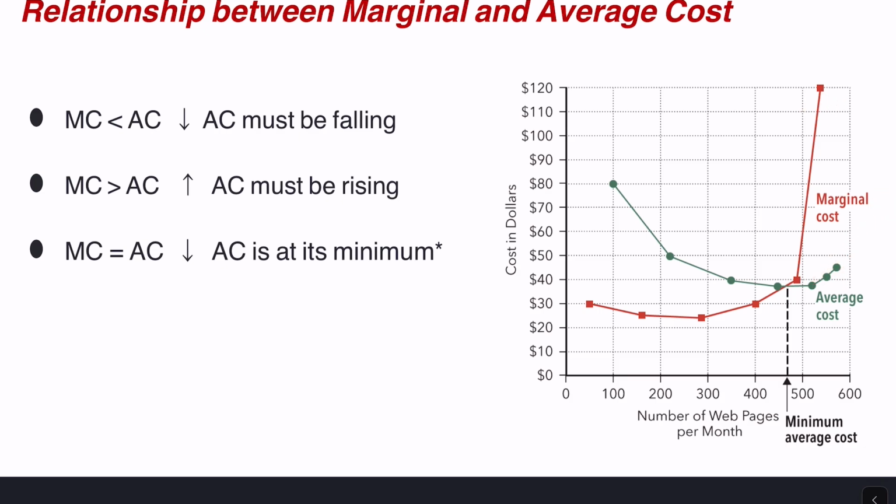And so if this is true, that if marginal is below, average is falling. If marginal is above average, average is increasing. So where they cross, where marginal cost equals average cost, that must mean that average cost is at its minimum. And that's going to be a really important point in our next module, perfect competition. We're going to be using this one a lot, where marginal cost crosses average cost. It's going to be at minimum average cost.